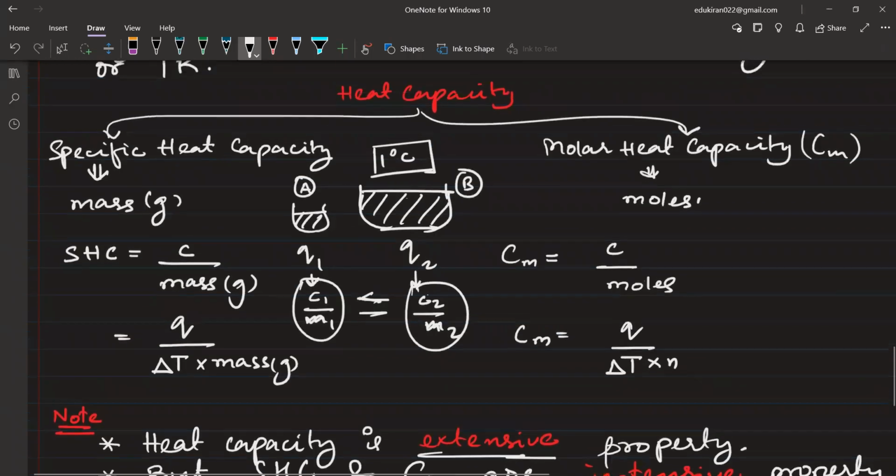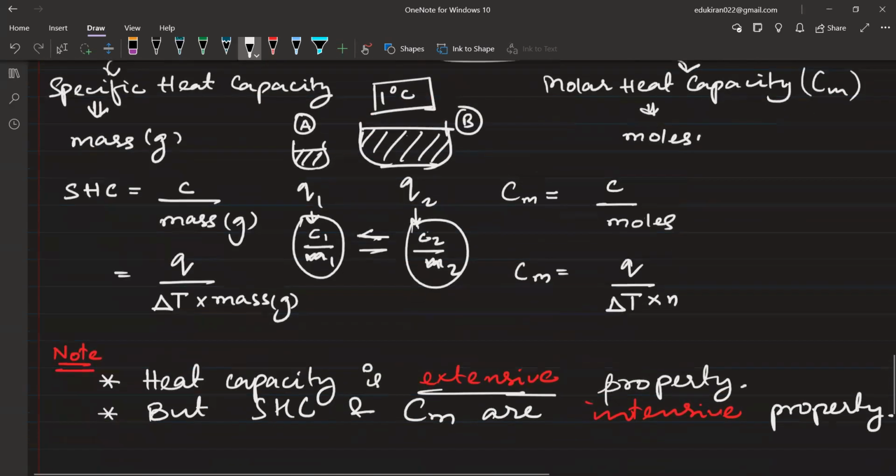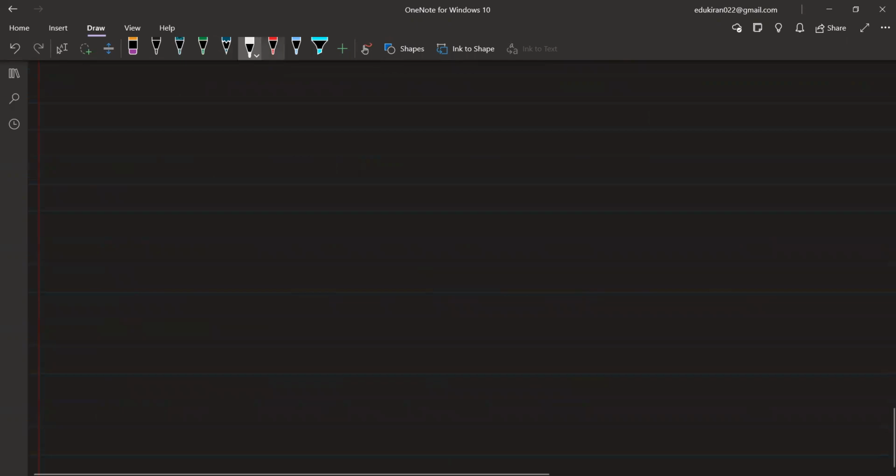Right, next. Now, this was the classification of heat capacity on the basis of measurement of amount, whether we are measuring the amount in moles or in mass. Now, heat capacity is also classified into two categories, on how we measure the heat capacity. Please write heat capacity.